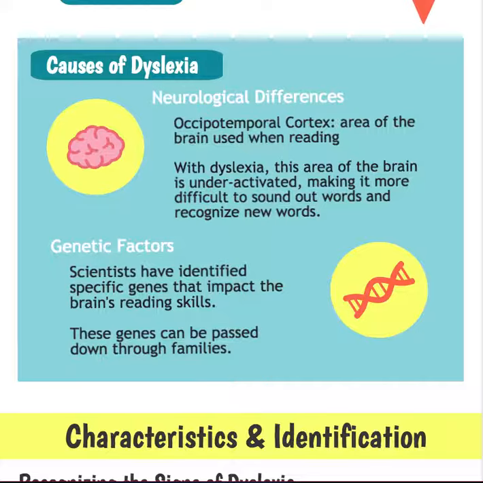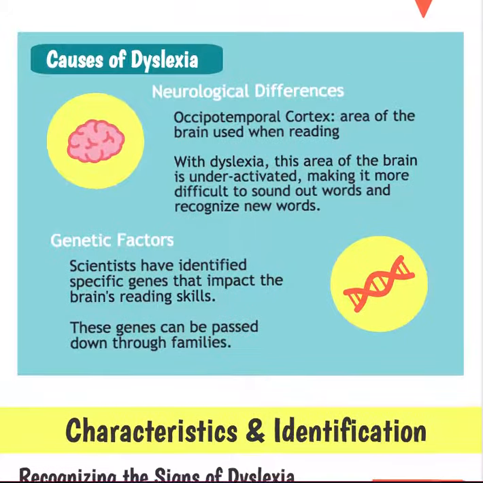Scientists have identified several genes that impact the brain's reading skills, and there's a very strong link between the disorder and genetics. In fact, 50% of children with dyslexia have a parent who also has dyslexia. While the disorder impacts the brain, imaging studies have also shown that with proper tutoring, the brain's processes and activities can change and get stronger, so early identification and intervention is important.